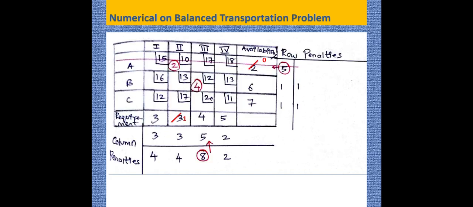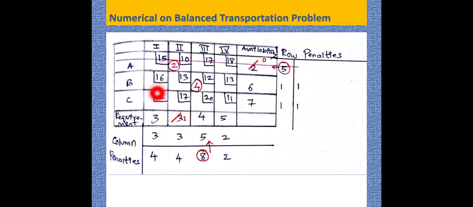Again we need to calculate the row penalties and column penalties. In these rows the penalties will be the same, as there is no change: 13 minus 12 is equal to 1, and 12 minus 11 is equal to 1.